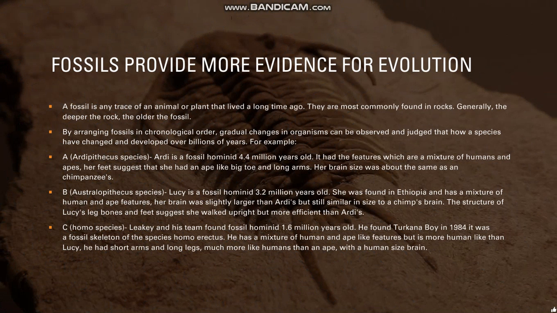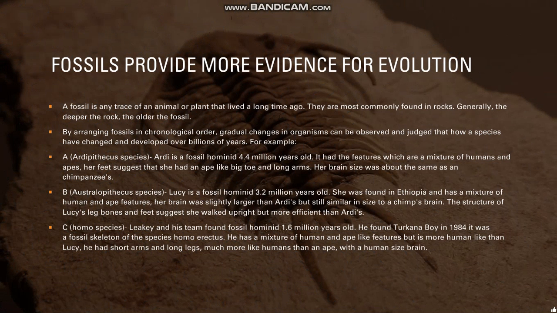For example, A. Ardi is a fossil humanoid 4.4 million years old. It had features which are a mixture of humans and apes. Her feet suggested that she had an ape-like big toe and long arms. Her brain size was about the same as a chimpanzee's.